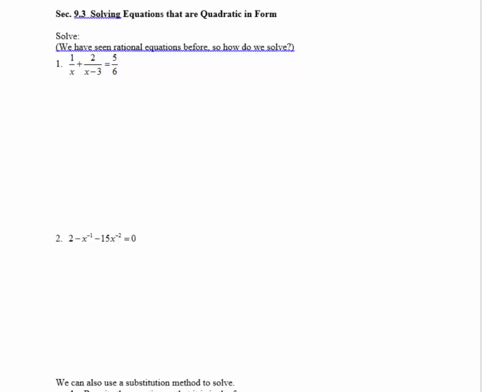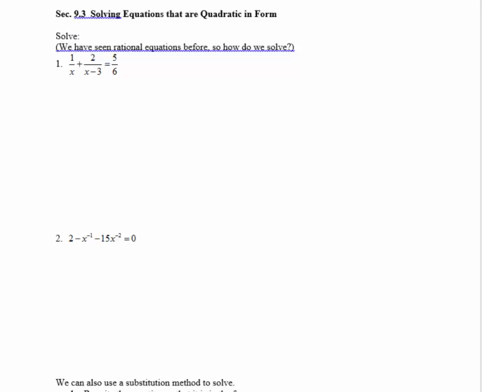Section 9.3, Solving Equations that are Quadratic in Form. In this section, every problem we see is not going to look quadratic, but once we manipulate it, we'll see that we end up with a quadratic equation, so we can solve by using the 4 techniques from the previous sections. So number 1, solve.